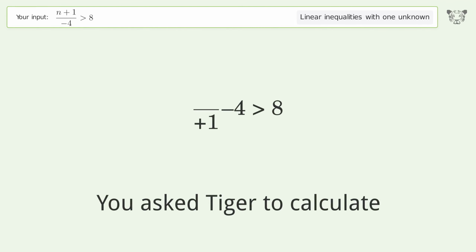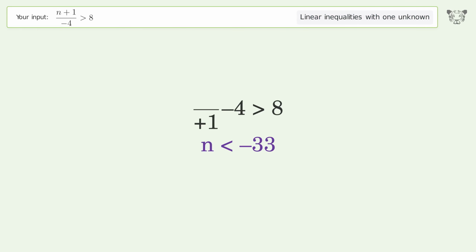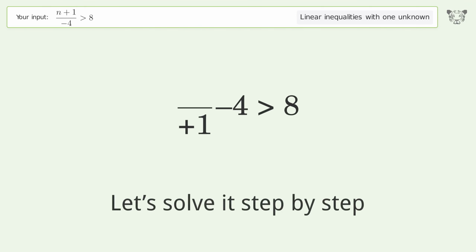You ask Tiger to calculate. This deals with linear inequalities with one unknown. The final result is n smaller than -33. Let's solve it step by step.